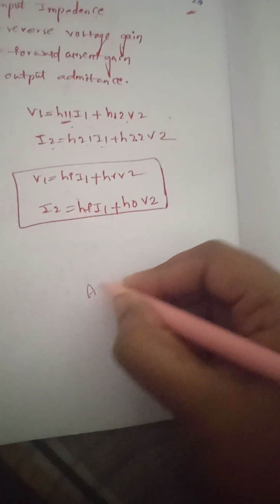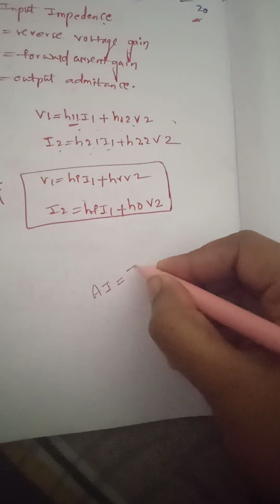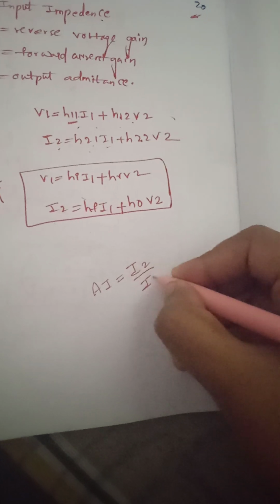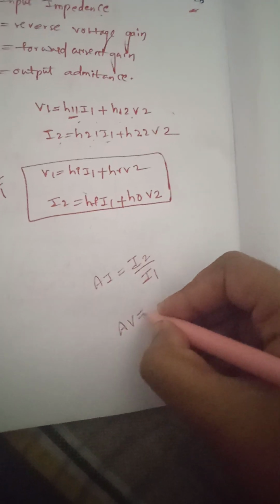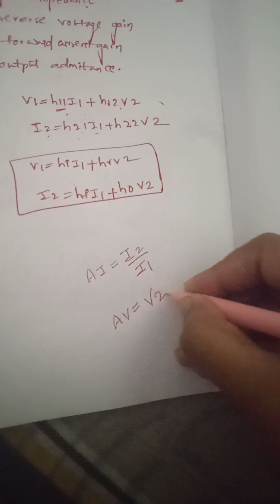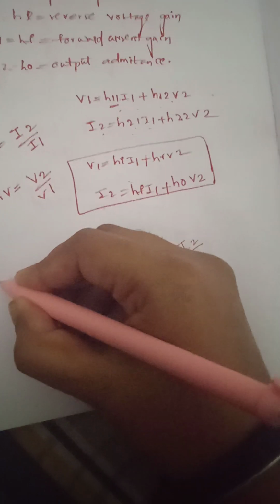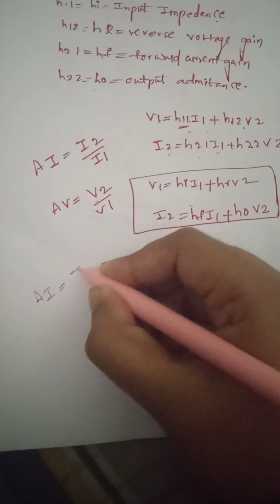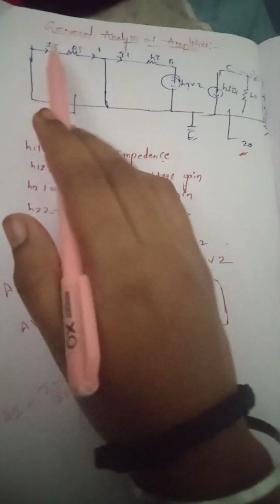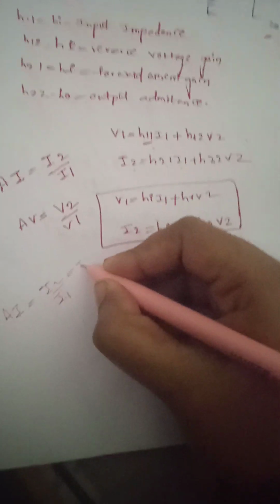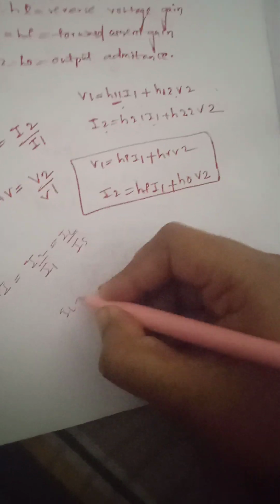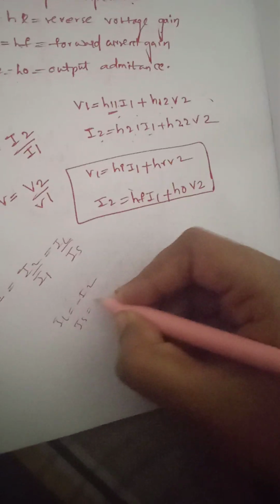Generally, gain is nothing but output by input. So if it is current gain, it is denoted by AI, which is equal to output current by input current, so I2 by I1. AV is nothing but voltage gain, which is equal to output voltage by input voltage. Now let us consider current gain AI is equal to output current by input current. So here output current is IL and input current is IS. So IL by IS. Let us assume IL is equal to minus I2, IS is equal to I1.